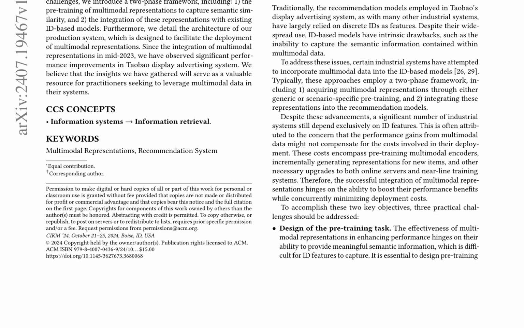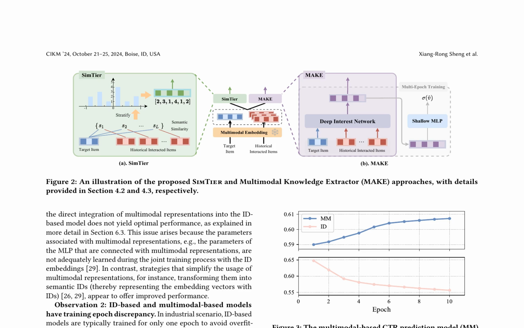SimTier computes the dot product similarity between the multimodal representation of the target candidate item and the user's historically interacted items, then partitions the score range into predefined tiers. This effectively converts high-dimensional multimodal representations into an n-dimensional vector encapsulating the degree of similarity.